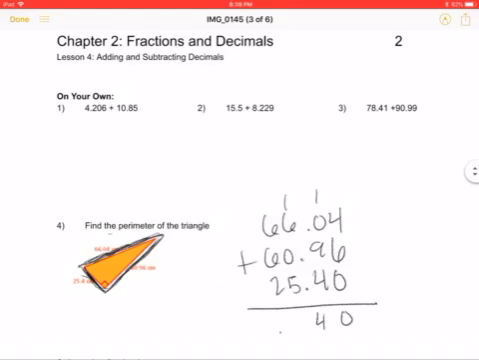Carry that 1. 6 plus 6, because we have this one up here, would be 12. Carry that 1. Bring down the decimal point. And then we have 6 plus 6 again, which is 12. Plus 2 is 14. Plus 1 is 15. So we're left with 52.40.